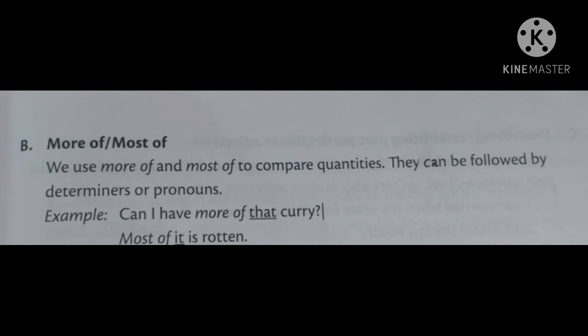For example, can I have more of that curry? 3 more of the missing minors are found. Now see most of. It indicates the greatest number or quantity. For example, most of the people here are farmers. Most of us like to watch cricket.